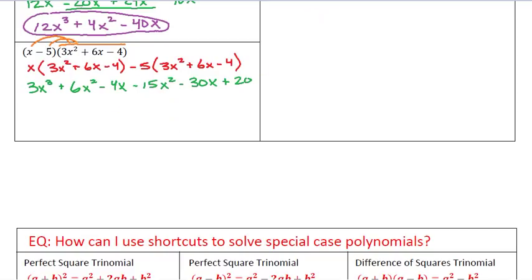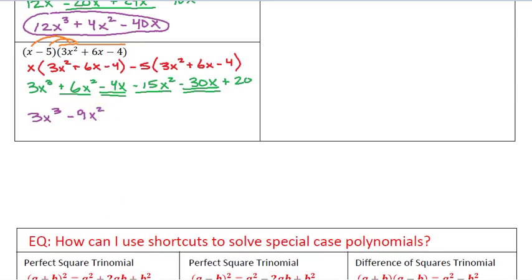Alright, let's see if we have like terms here. X cubed, there's only one of them. X squared, we've got 1, 2. An x term, we have 1 and 2. And a constant, there's only one of those. Let's go ahead and wrap up by combining our like terms. The x cubed, again, is all by itself, so that doesn't get combined. Careful now because you want to make sure you match these up. We've got a positive 6x squared minus 15x squared. 6 minus 15, that's actually negative 9x squared.